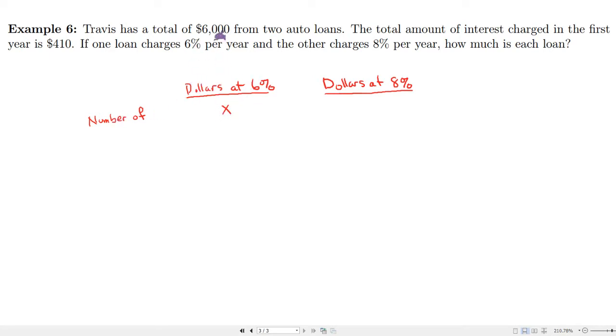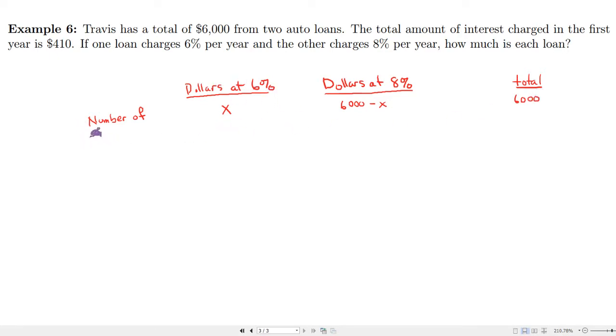So if that's the case, since the total between the two loans was 6,000, that means you're going to have 6,000 minus x as the total dollars at 8%. And if I were to sum these two together, I'm going to get 6,000, right?